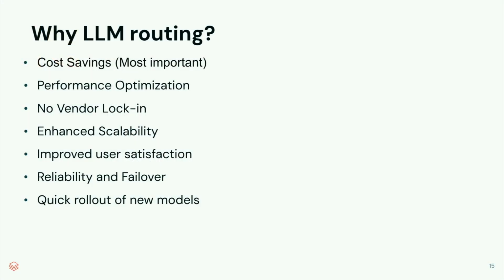Why do we need routing in the first place? First and most important, it is cost effective. We have seen in the previous slide that it's a fraction of the cost of Llama 3 as compared to the other closed source models. It can lead to performance optimization because there is no one model that fits all cases. There are models which are good for coding, reasoning, mathematical operations, and those kinds of things. So by intelligently routing, you are actually finding the best model for the given prompt and query.